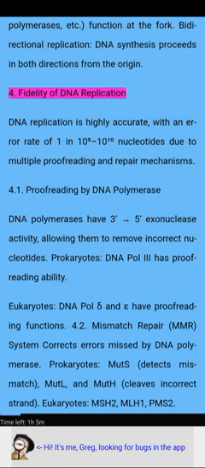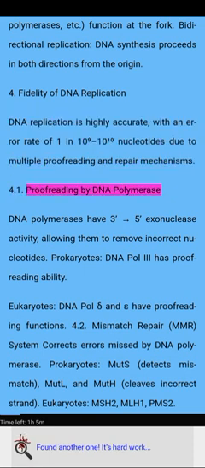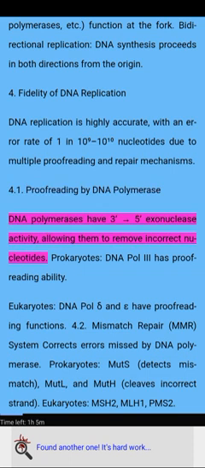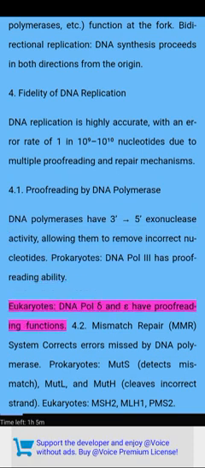4. Fidelity of DNA replication. DNA replication is highly accurate, with an error rate of 1 in 10 to the power of 9 to 10 nucleotides, due to multiple proofreading and repair mechanisms. 4.1. Proofreading by DNA polymerase. DNA polymerases have 3' to 5' exonuclease activity, allowing them to remove incorrect nucleotides. Prokaryotes: DNA pol III has proofreading ability. Eukaryotes: DNA pol delta and epsilon have proofreading functions.